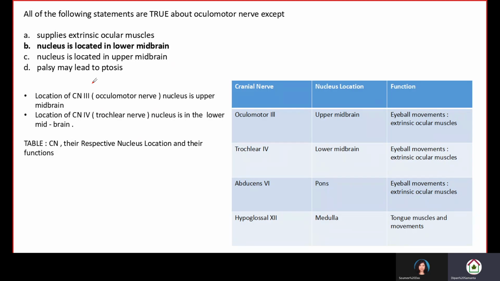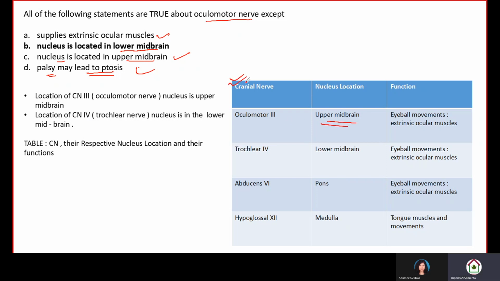The oculomotor nerve supplies extrinsic ocular muscle. That is true. The oculomotor nerve's nucleus is located in the upper midbrain. That is also true. Palsy of the oculomotor nerve leads to ptosis. That is also true. But nucleus in the lower midbrain is false. So you need to know the location of the cranial nerve nuclei. Cranial nerve 3, oculomotor nerve, nucleus is located in the upper midbrain.